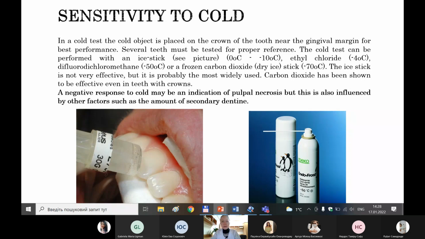The cold test can be performed with an ice stick, as in the picture, ethyl chloride, or a frozen carbon dioxide, dry ice. The ice stick is not very effective, but it is probably the most widely used. Carbon dioxide has been shown to be effective even in teeth with crowns. A negative response to cold may be an indication of pulpal necrosis, but this is also influenced by other factors, such as the amount of secondary dentine.